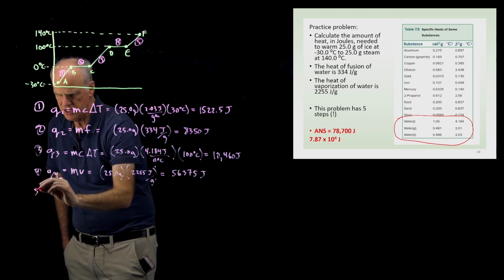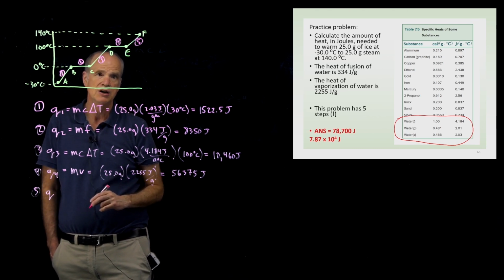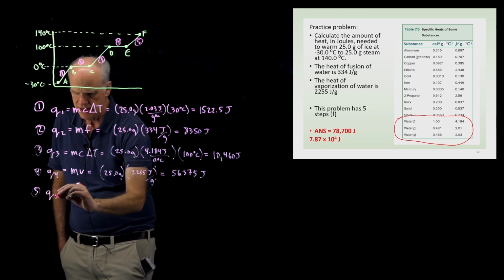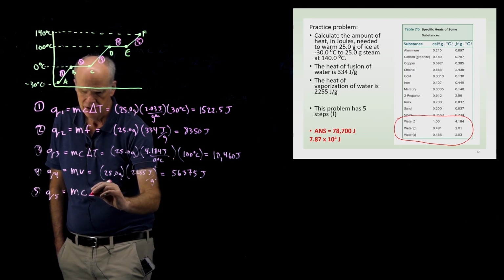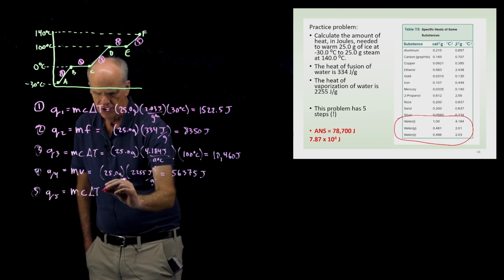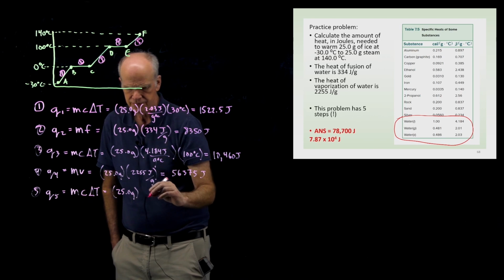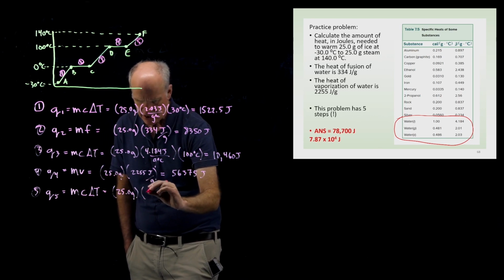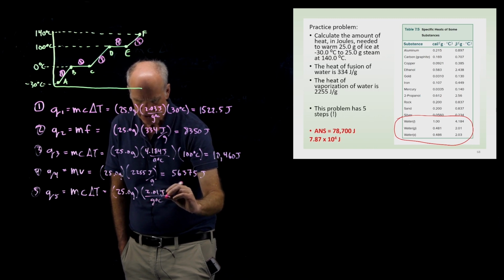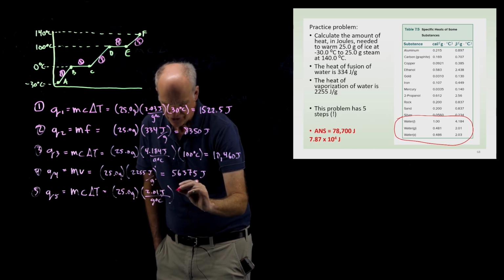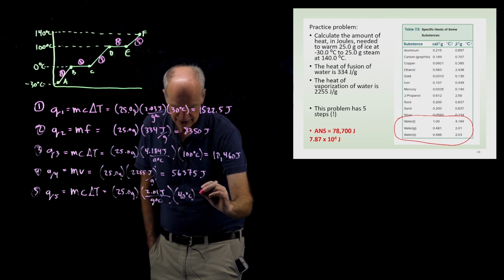Okay, and the final change here we're looking at is the heat required to raise 25 grams of steam in temperature from 100 to 140 degrees Celsius. So that heat, we'll call it Q5, is the mass of the steam times the specific heat of the steam times the temperature change of the steam. So this is going to be 25.0 grams. Specific heat of the steam is 2.01 joule over gram degrees Celsius. And then the temperature change of the steam is 40 degrees Celsius.